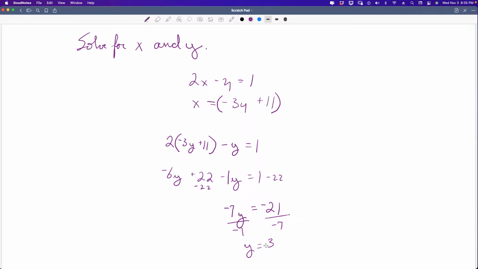Now that we know what y is, we can bring it in and solve for what x is. If x is equal to negative 3y plus 11, and y is 3, then negative 3 times 3 plus 11 is negative 9 plus 11, so x is equal to 2. This is how you would solve for x and y. This is how you would give me the answer in the system: you're going to give me an ordered pair.